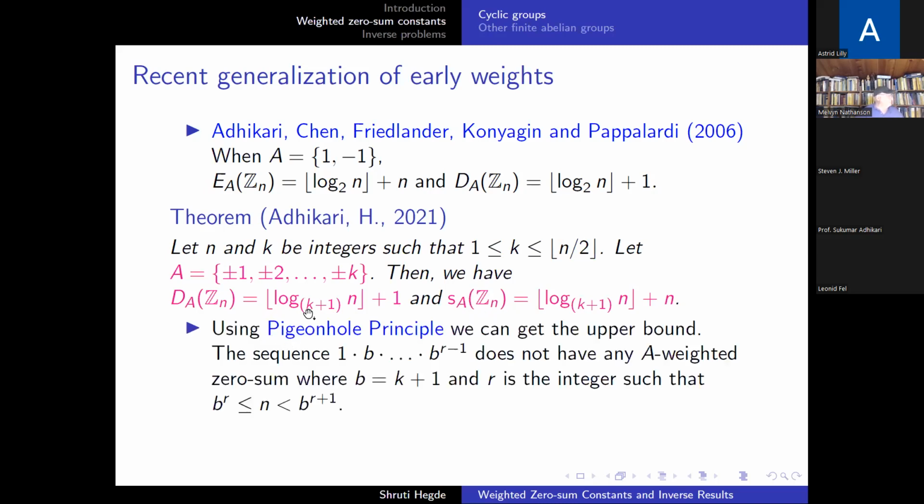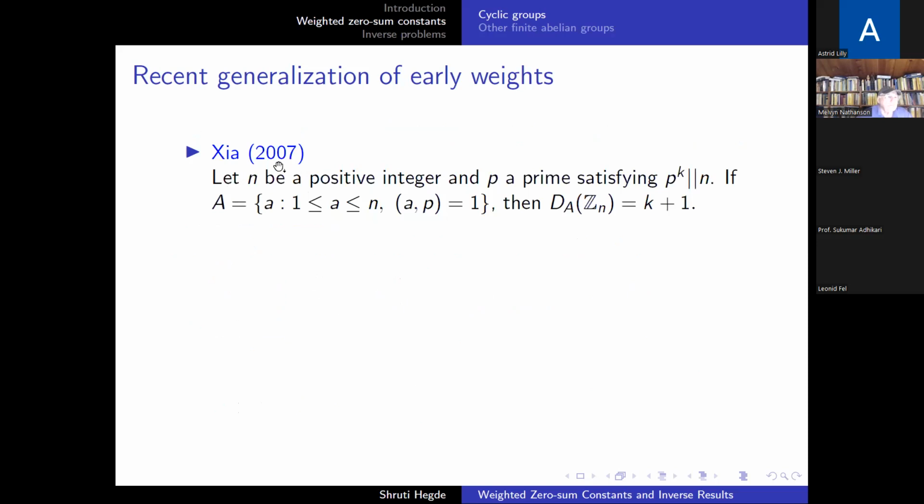The proof of this actually uses generalized arguments used for this proof. So we'll skip that and go to the next result. So in 2007, Xia proved that if n is a positive integer and p is a prime factor of n such that k is the maximum power of p that divides n, and if A is the set of all integers between 1 and n which are coprime to p, then D_A(Z_n) is equal to k plus 1.